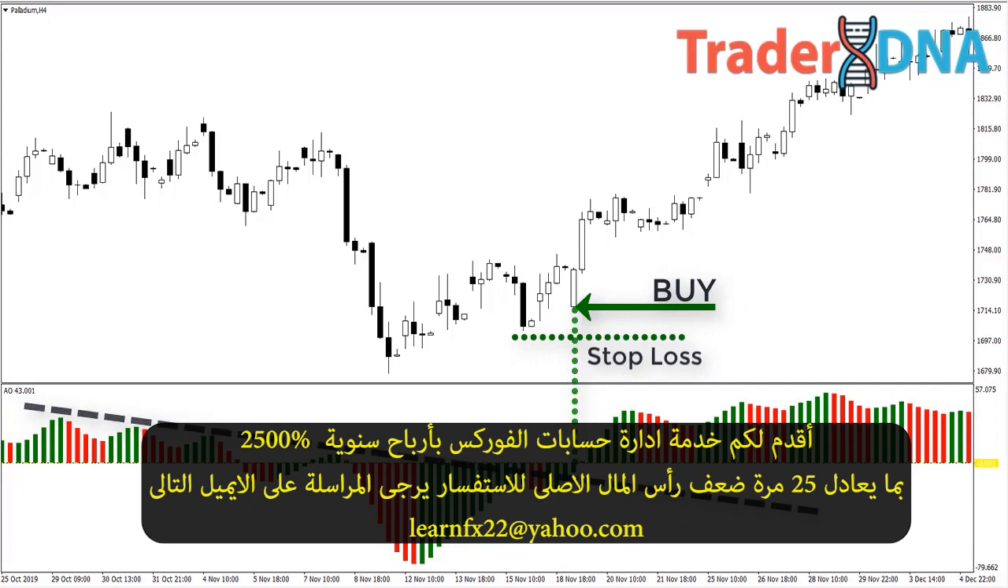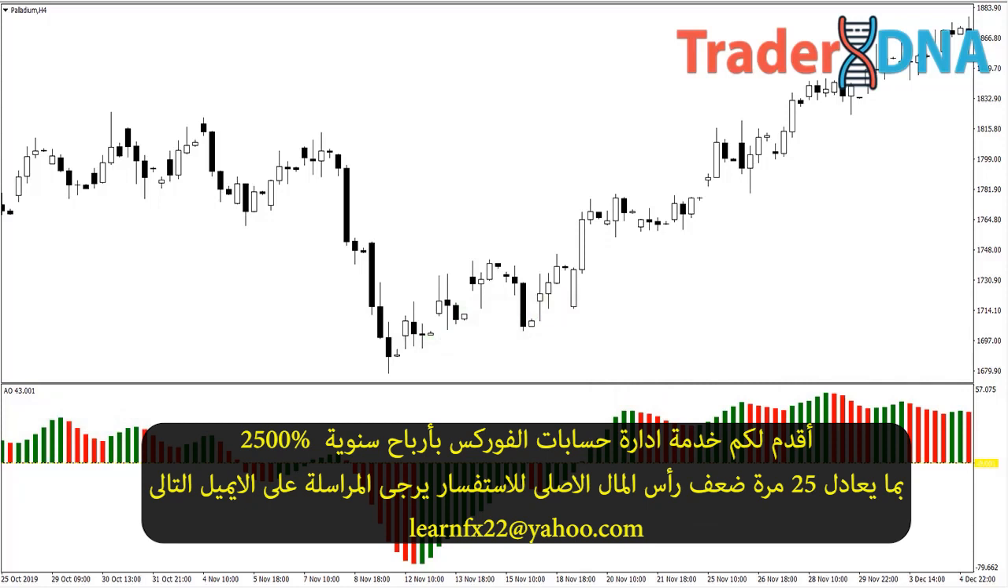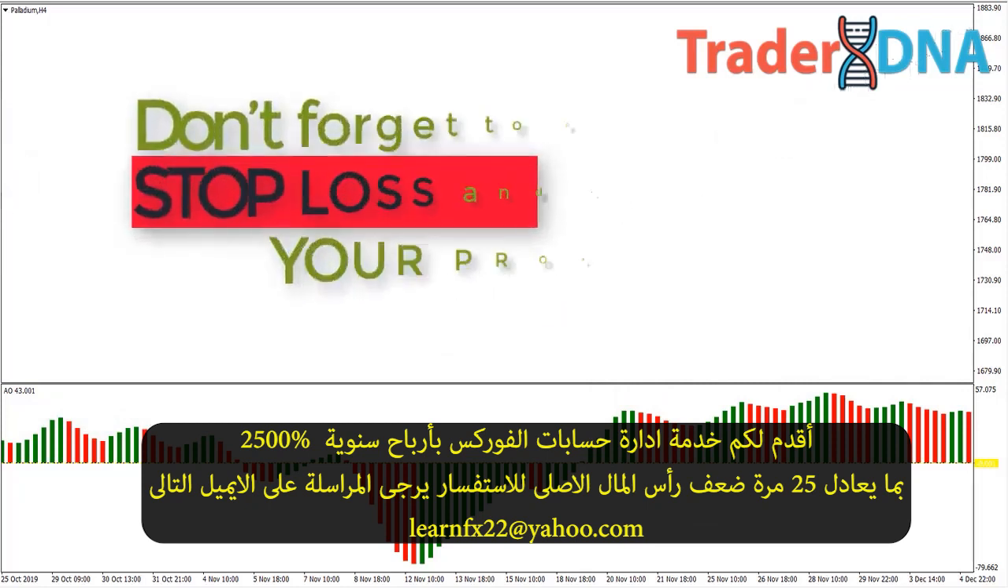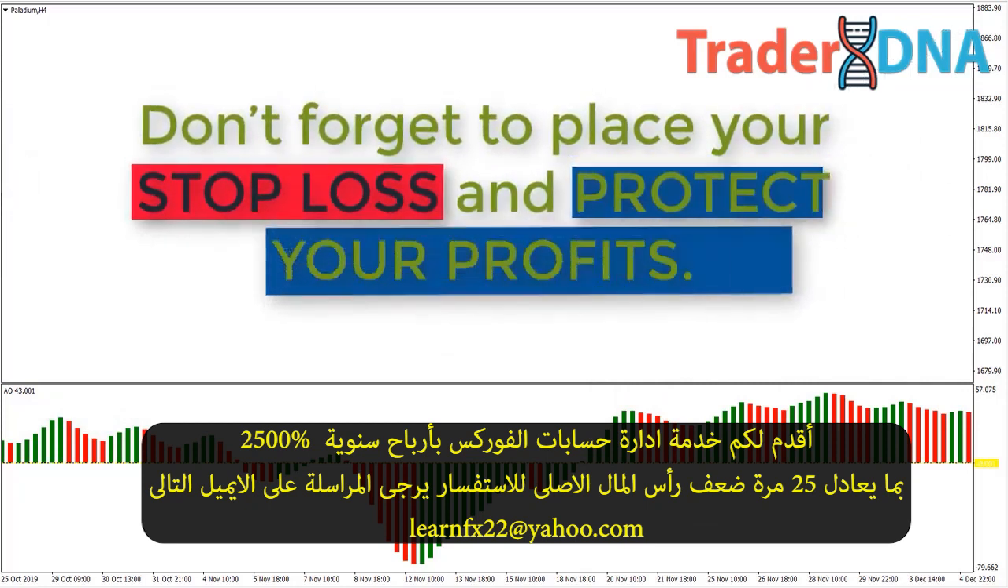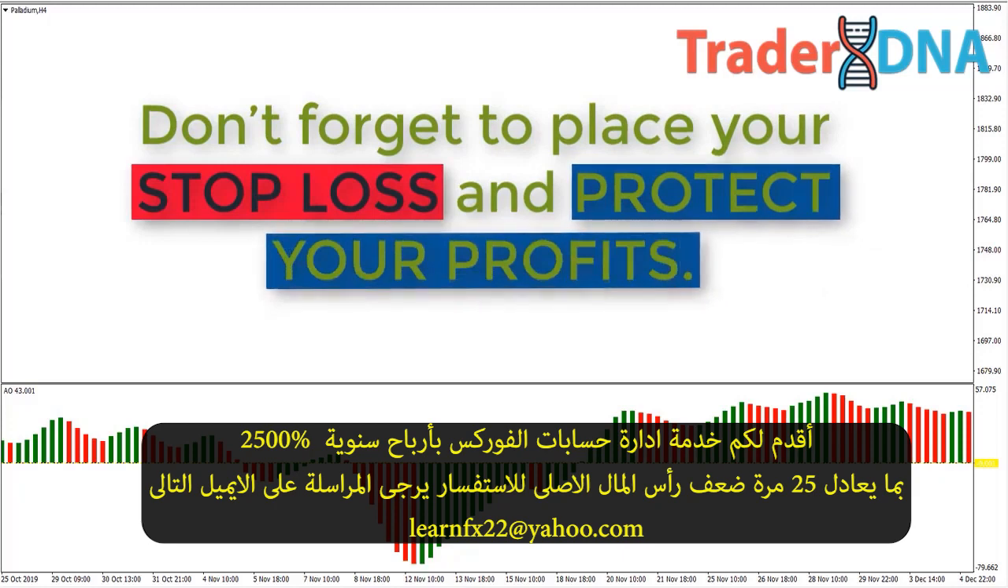The awesome oscillator is an important tool for traders as it gives a deep insight into the market. It identifies the current driving force of the market, which makes it valuable and unique. No matter which strategy you use, don't forget to place your stop loss and protect your profits. We recommend you to pair this indicator with price action pattern or any other indicators to generate more accurate trading signals.